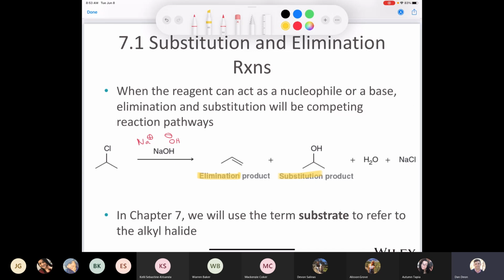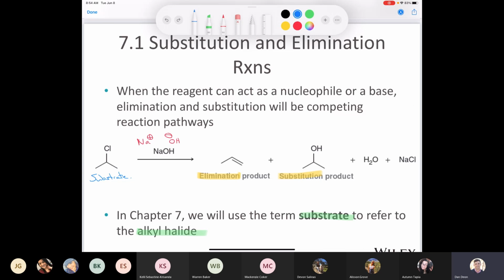And whenever I talk about a substrate, which I'm going to say all the time from now on, I'm referring to the alkyl halide. So this guy here, this is the substrate. And if you're like, well, isn't it kind of like the starting material? Well, you could also call this a starting material too. So it's the starting alkyl halide. We call that the substrate. It just sounds kind of fancy, I guess.